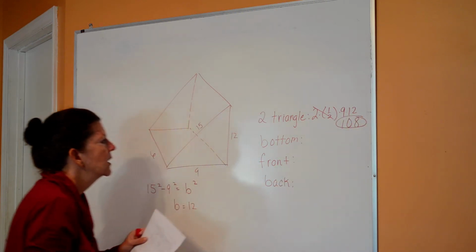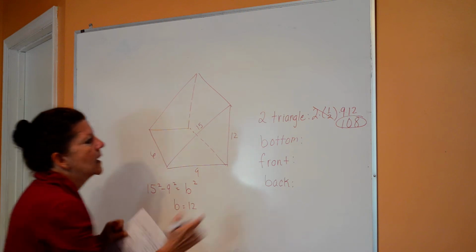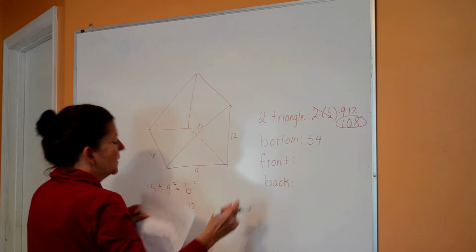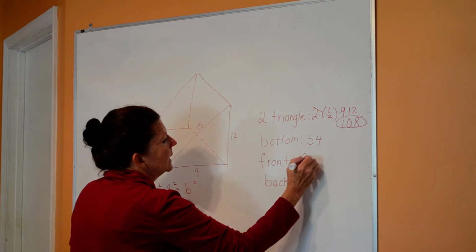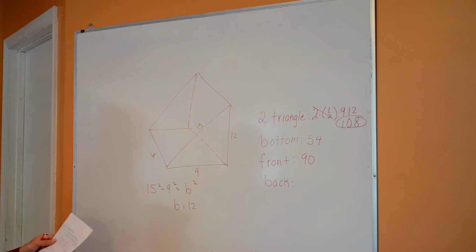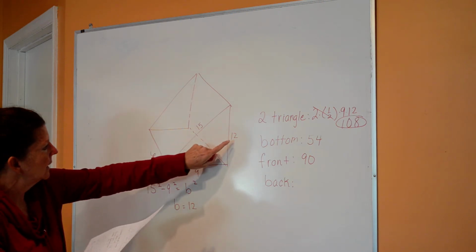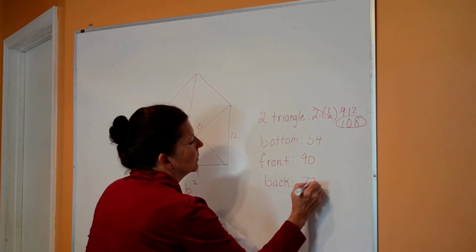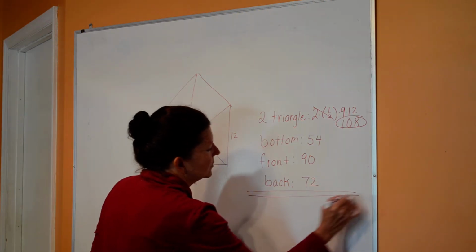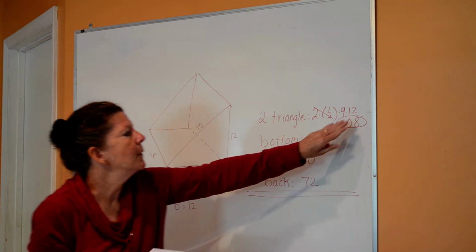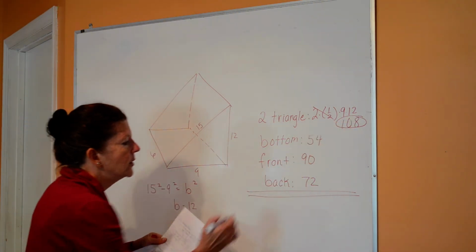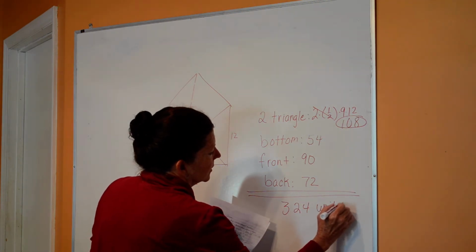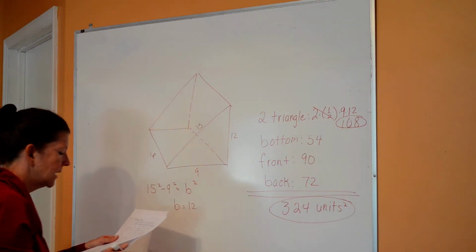Okay, so that's one thing I'm going to use. The bottom here is 6 times 9, so that's 54. This top is 6 times 15, which is going to give me 90. And then I've got the back, which is going to be this times 6, which is 72. Okay, hopefully the drawings on the test are much better than my drawings. Then I would add up all the individual parts, and I would get 324 units squared. And that's the total surface area of this.